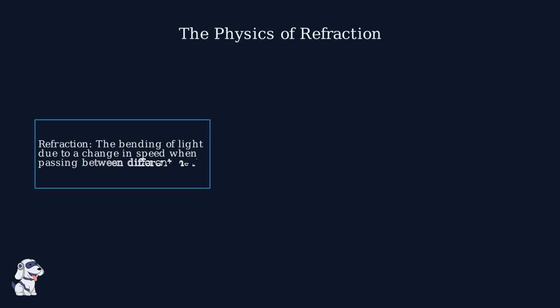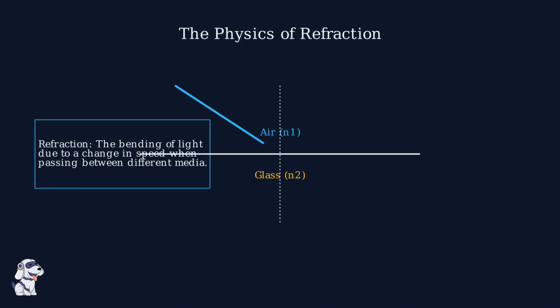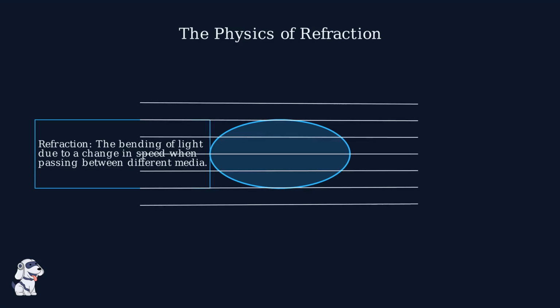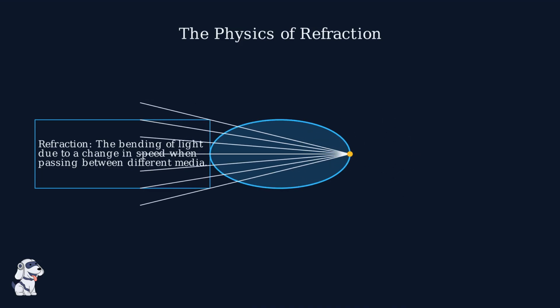Refraction is the phenomenon where light changes direction as it travels between materials of different optical densities. The refractive index of the material determines how much the light ray bends at the interface. By shaping glass into lenses, we harness refraction to focus divergent light rays into a single image point.